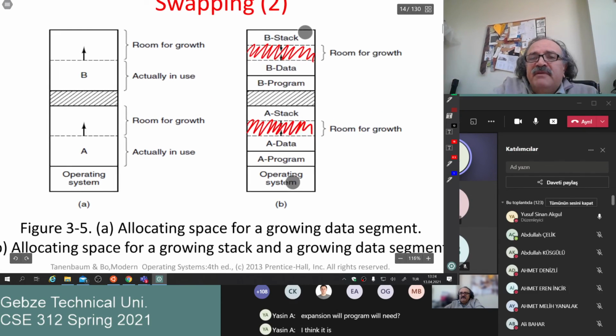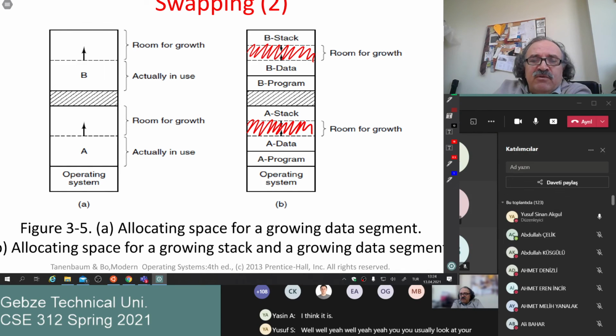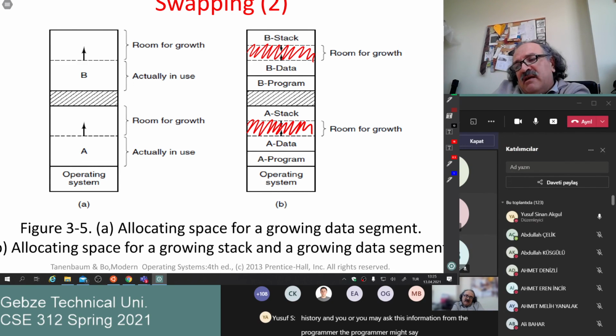You usually look at your history, and you may ask this information from the programmer. The programmer might say that I am going to need at least this much of memory, and at most this much of memory. You could do that, but there is a very nice solution. None of these problems will be relevant. Okay, our solution of virtual memory.